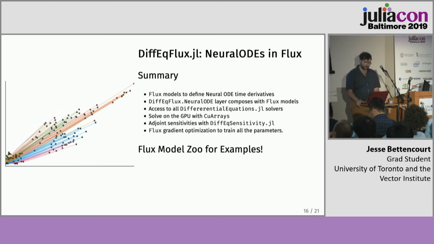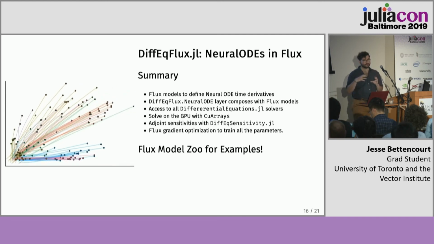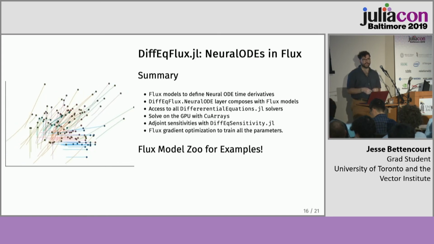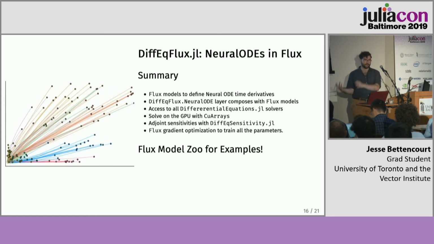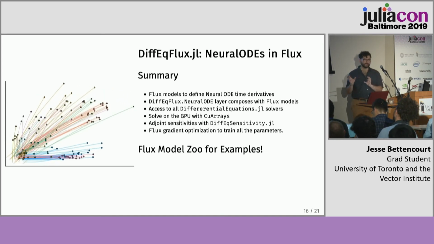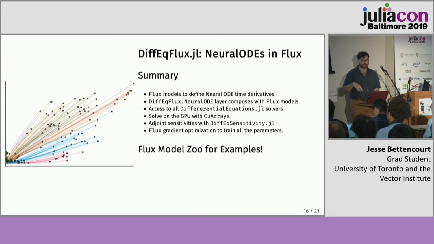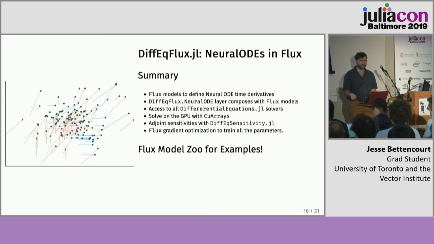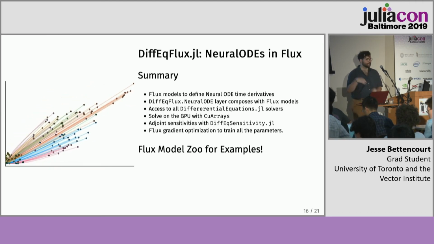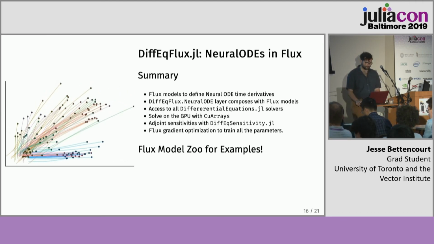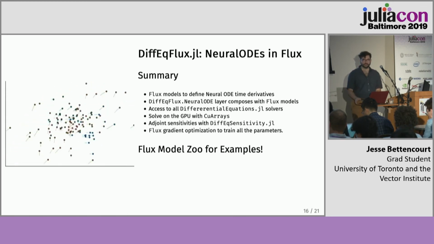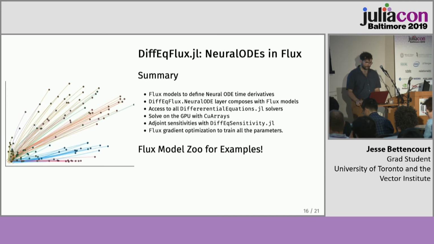Okay, so in summary, DiffEqFlux makes it really easy to put Flux models inside of an ODE solve. It also makes it easy to take this learnable ODE and put it inside other Flux models. It lets you plug into the differential equation sensitivities and get these adjoint sensitivities, which are an efficient way to use gradient optimization, and then also allows you to use Flux's gradient optimization to train all these parameters in one go. So you'll be able to find this model on the Flux Model Zoo, as well as some other cool things that you can do with DiffEqFlux. Thanks.